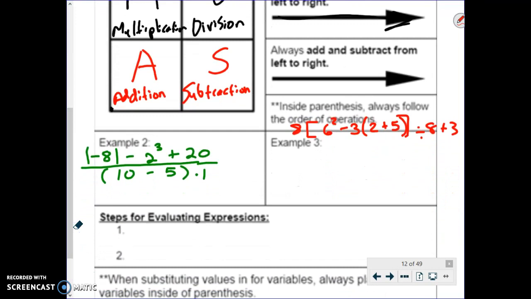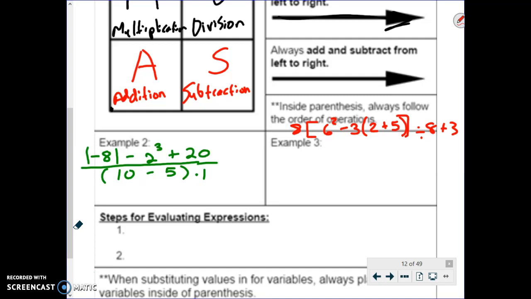Next, we have this big fraction. I have the absolute value of negative 2 cubed plus 20 in the numerator, all over the 10 minus 5 in parentheses multiplied by 1. And I always look at it and say, okay, what grouping symbols do I have here? I have my big fraction, where the top is actually a grouping. This numerator, the whole numerator, is one big group. The denominator is one big group, so I want to get the numerator to be one single value, the denominator to be one single value, and then at the end I'll divide.